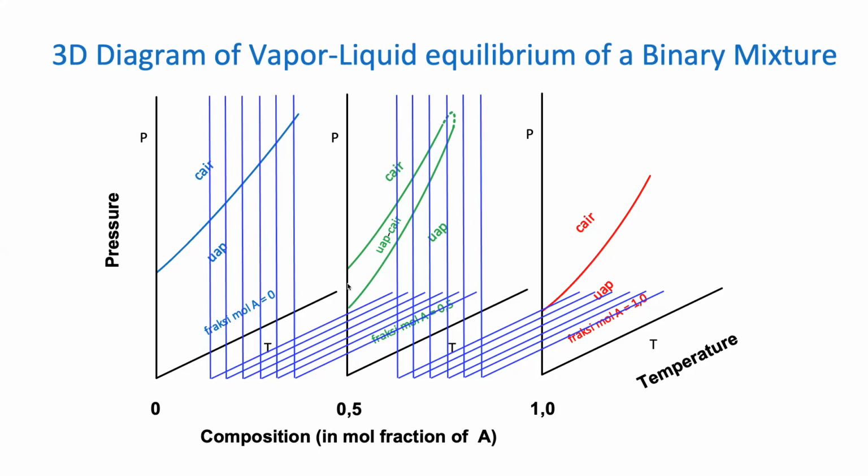And then let's also make a sketch on the 0.5, which is where there is an area. So this is the liquid, and then there is an area which has a mixture of vapor and liquid, uap cair, and also the lower one is the vapor. Right? Okay, up to here, any questions?